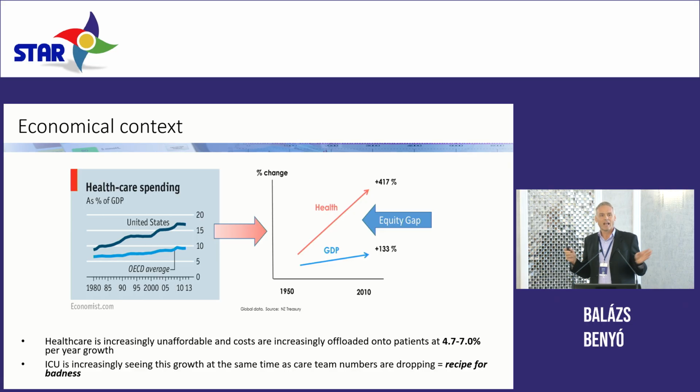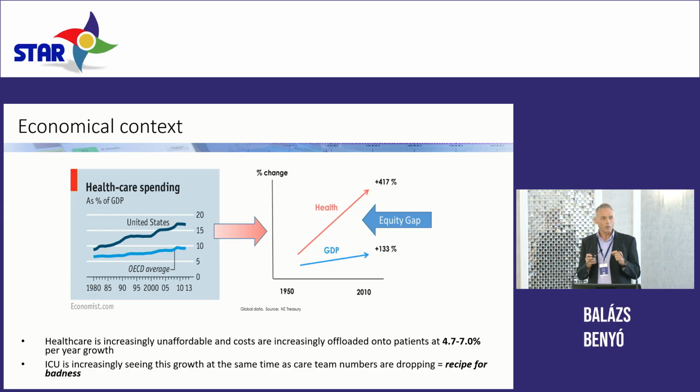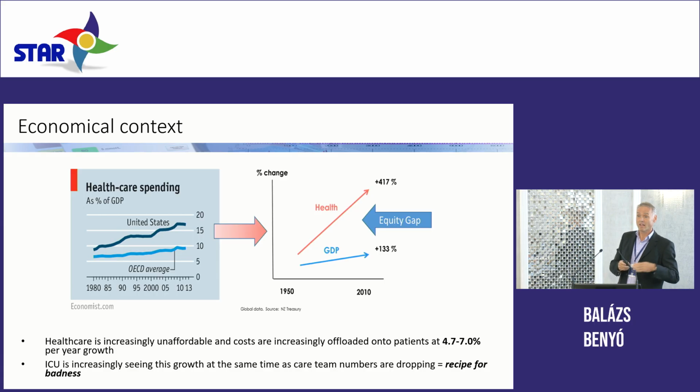If we consider the last couple of decades, we can see a significant difference between the growth of the GDP and the growth of healthcare costs. If you see the gap, this gap is drastically growing, which means that governments cannot finance healthcare at the same level as they financed even 10 years ago.